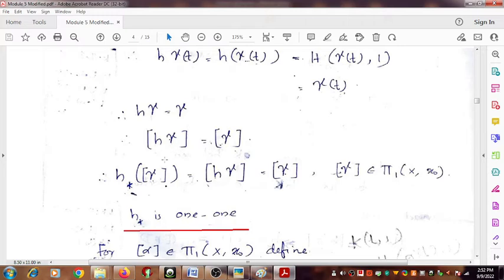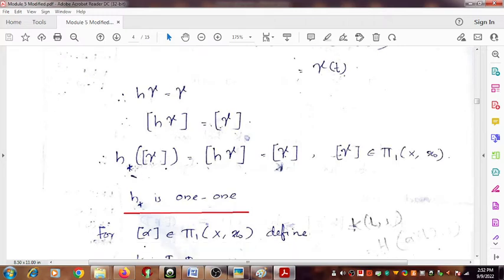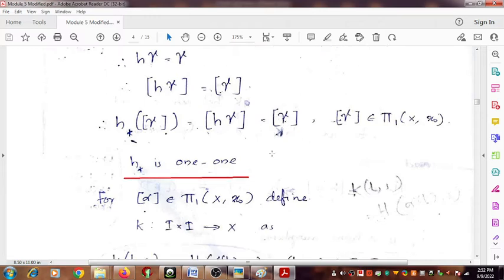π1(X, x0) also, and you can write that. And you can also get that h*[γ] = [h∘γ] = [γ], where [γ] is a member of π1(D, x0).